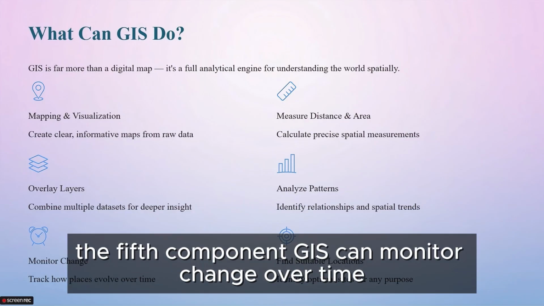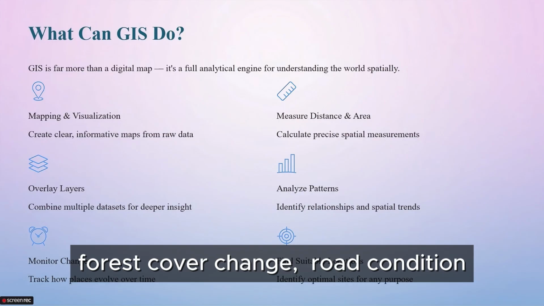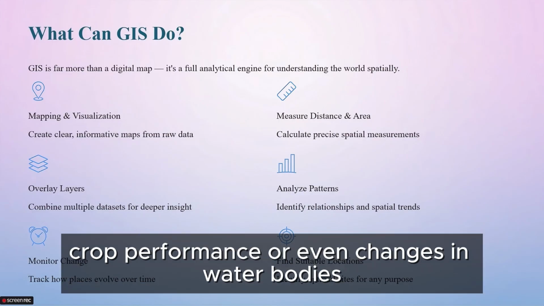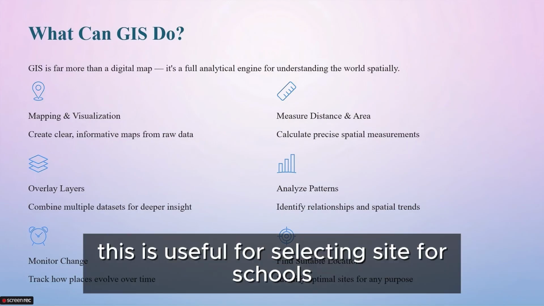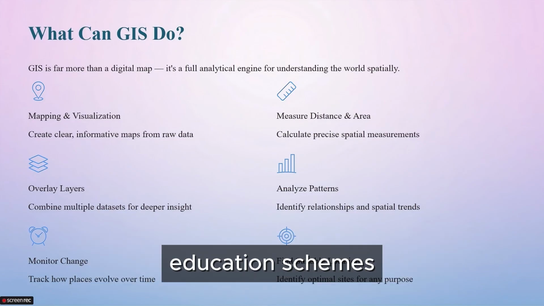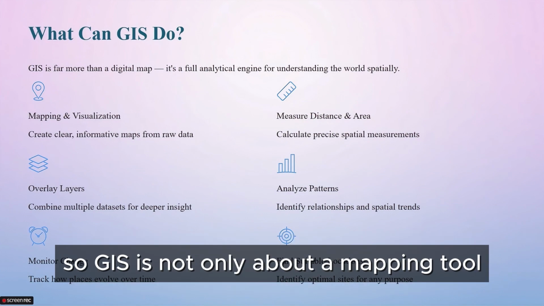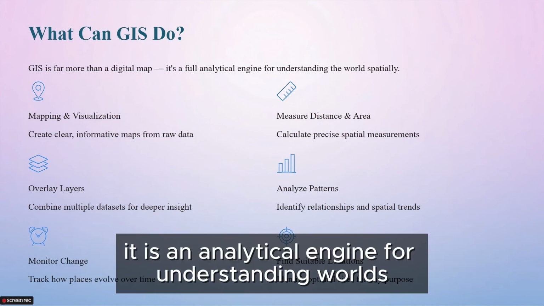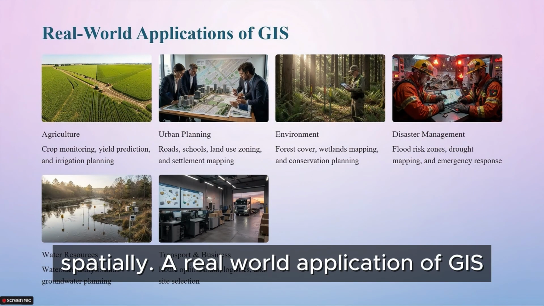Fifth, GIS can monitor change over time. It can be used to track urban growth, forest cover change, drought condition, crop performance, or even changes in water bodies. Finally, GIS can help find suitable locations. This is useful for selecting sites for schools, hospitals, warehouses, conservation areas, or infrastructure projects. So GIS is not only a mapping tool, it is an analytical engine for understanding the world spatially.